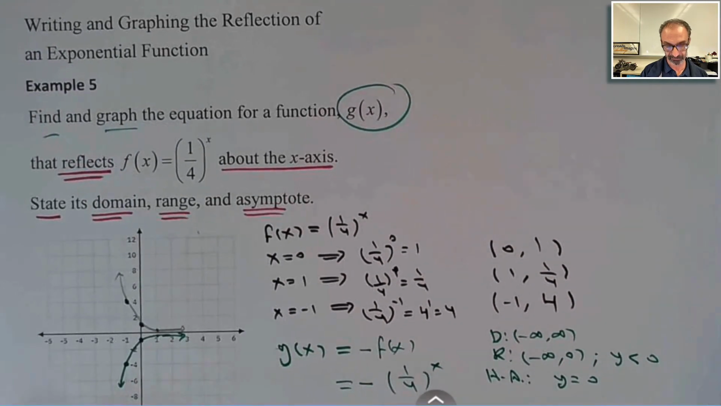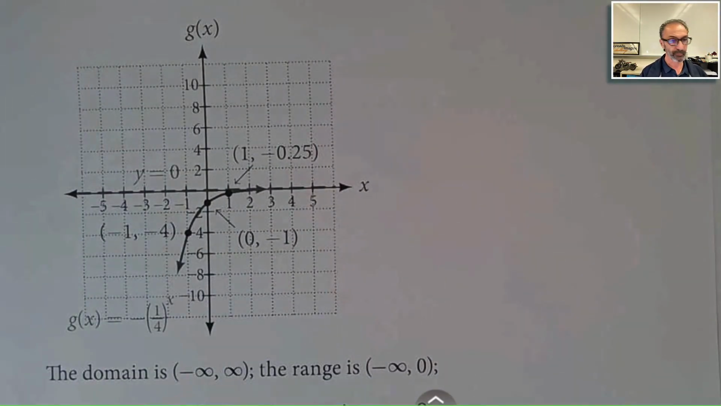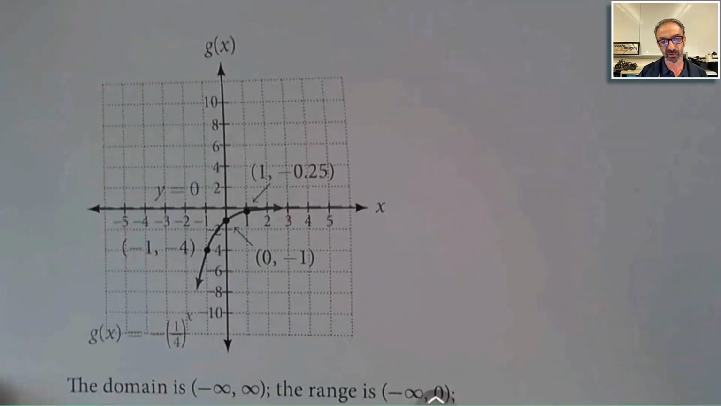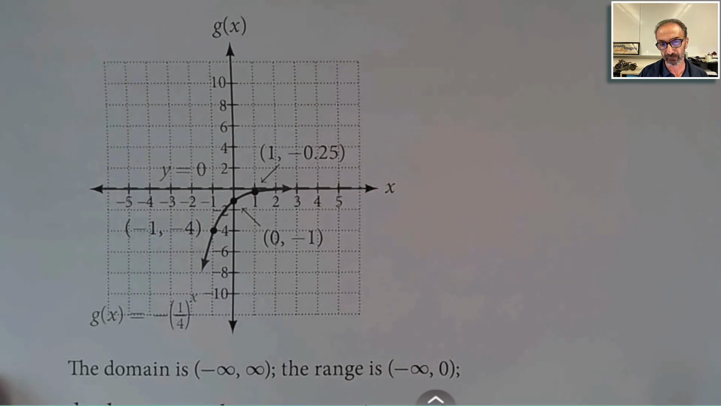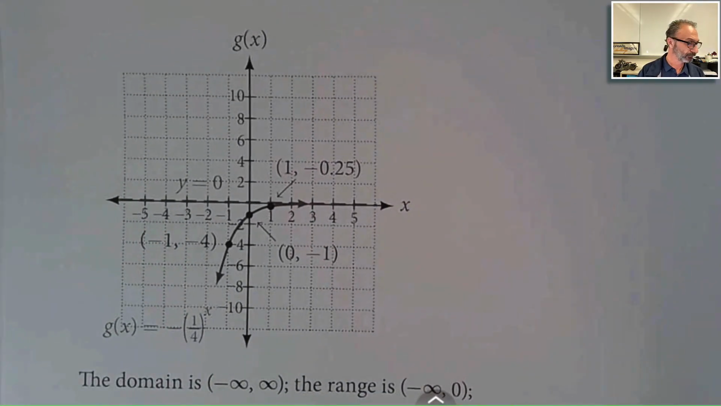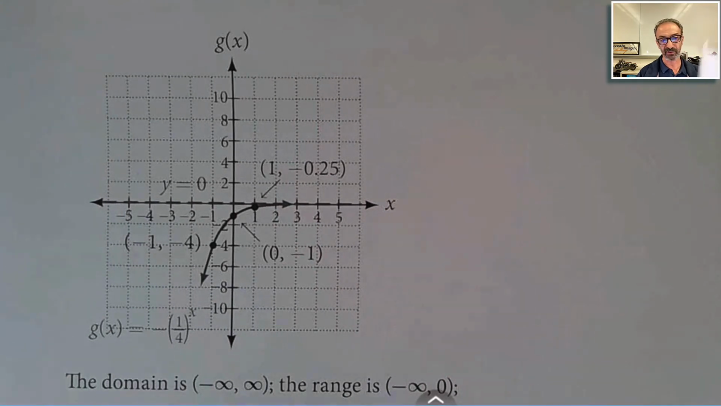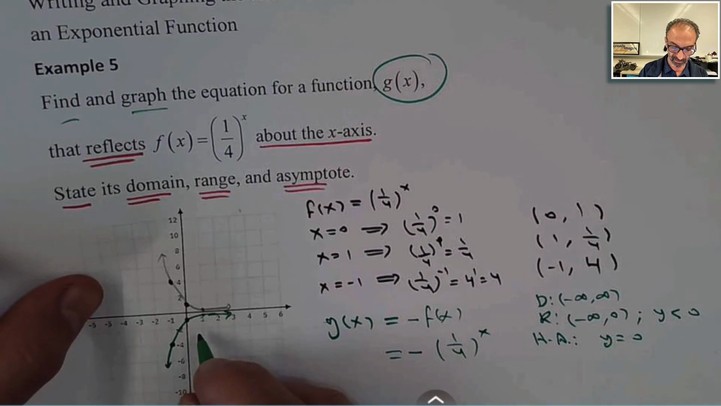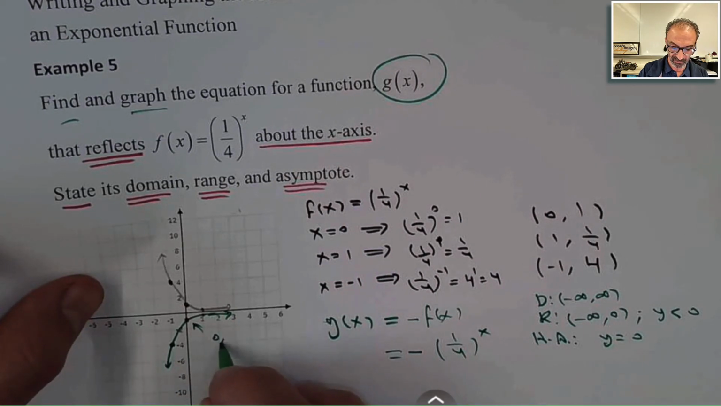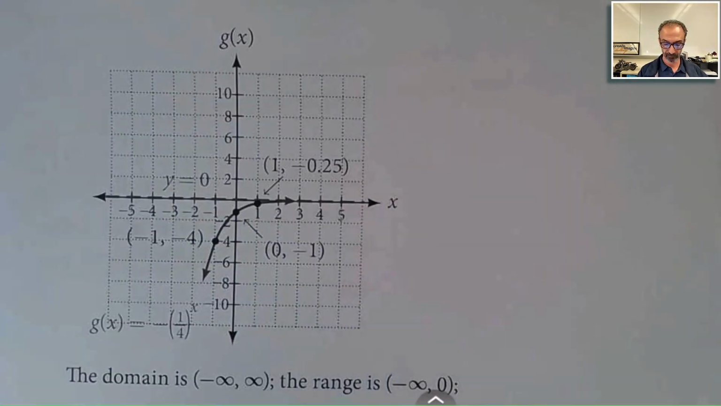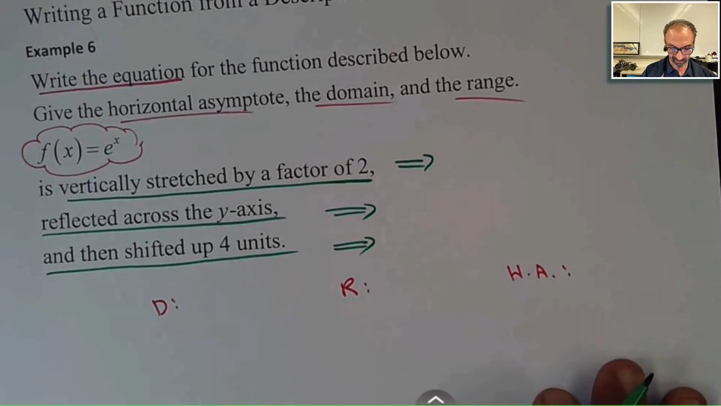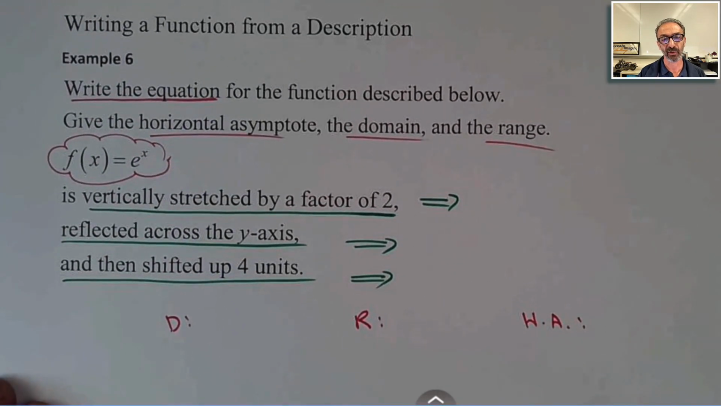Okay, we're almost done. That's my graph using software. Just to support, this point was 0, 1. This is 0, negative 1, which is right there. Okay, last question.